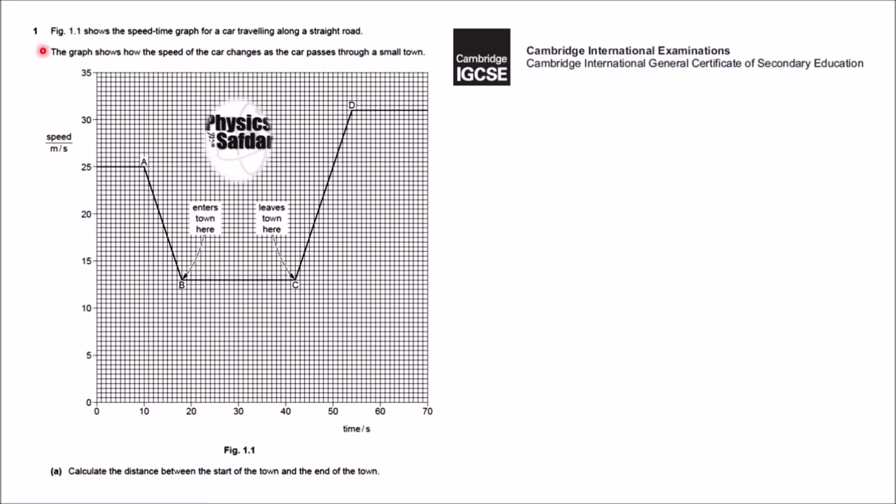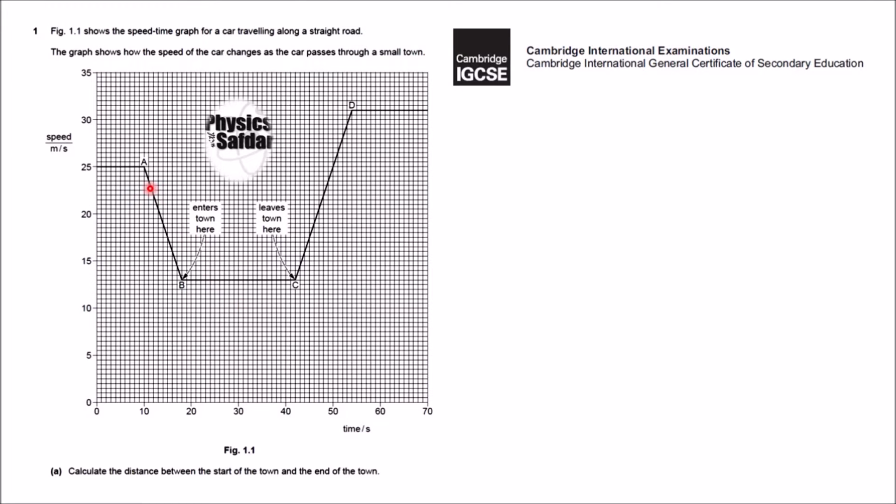Question number 1 is 1.1. The figure shows the speed time graph of a car traveling along a straight road. The graph shows how the speed of the car changes as the car passes through a small town. You can see in this graph, on the vertical axis, the quantity is the speed with unit meter per second. On the horizontal axis, you have time in seconds.